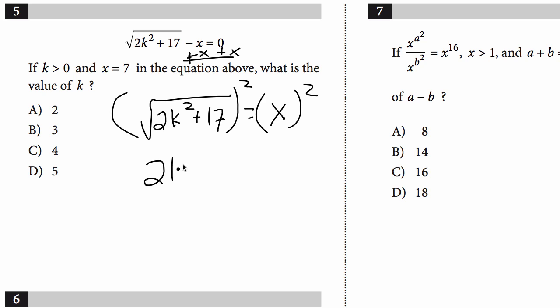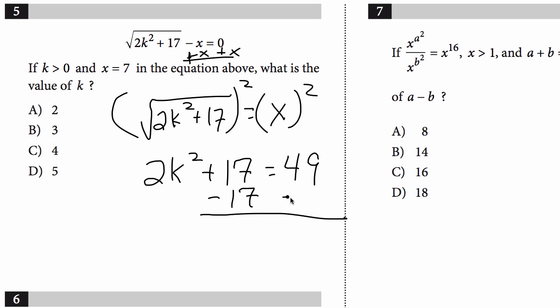So I get 2k squared plus 17 equals, oh, it told us x was 7. So 7 squared is 49. Minus 17. So that's 2k squared equals, what is that, 32?